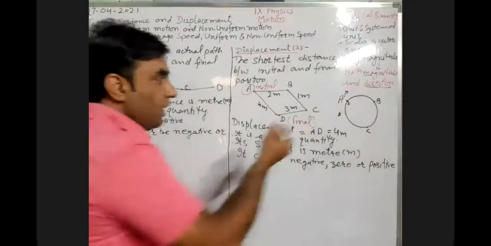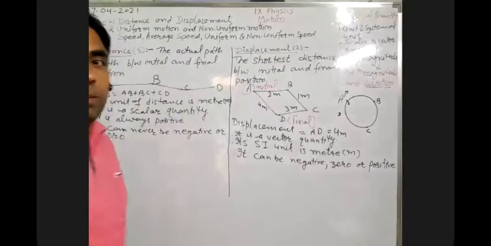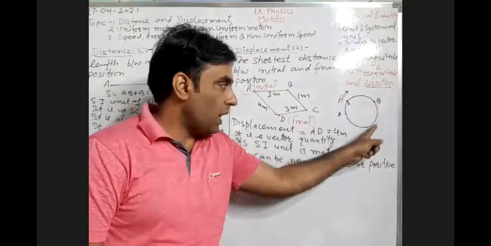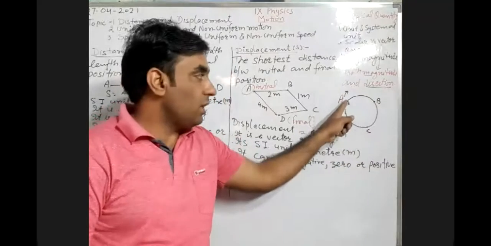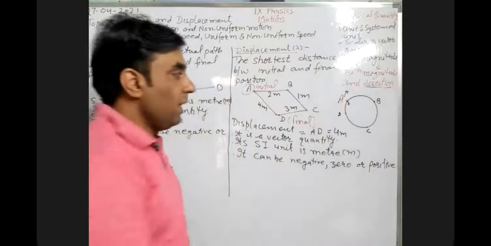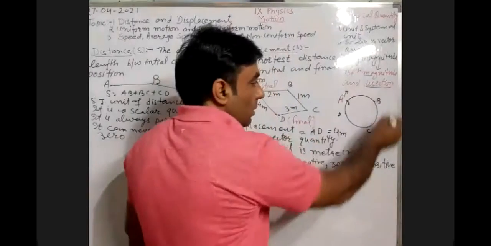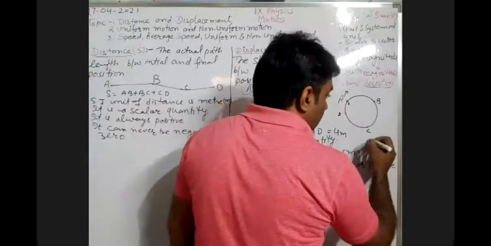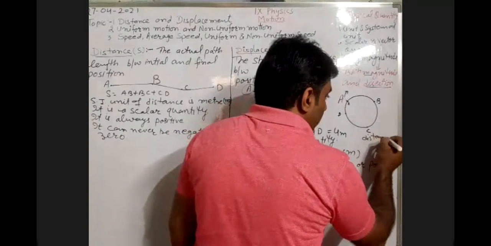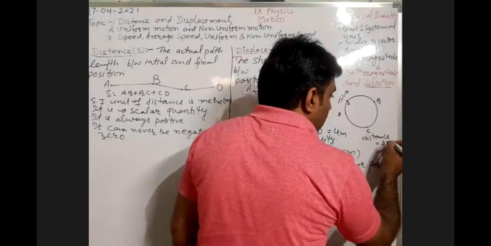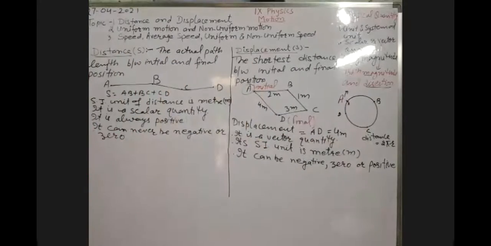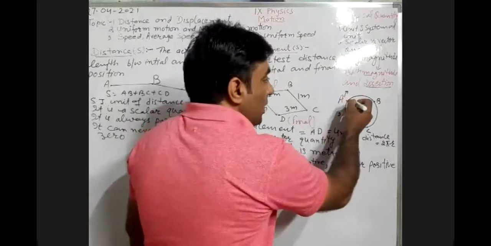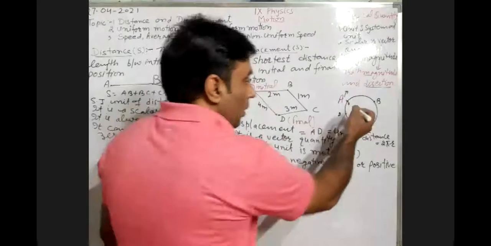So what is the distance between A and A in case of a circular path? The object starts from the point A, moves in a circular path and reaches point A. So what is the distance? It is the circumference of the circle. Distance is equal to 2 pi r, the circumference of the circle. So that is the distance. And what about the displacement? Displacement is 0.